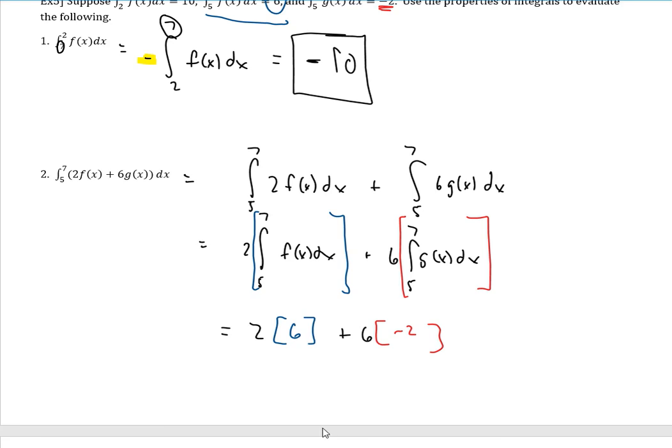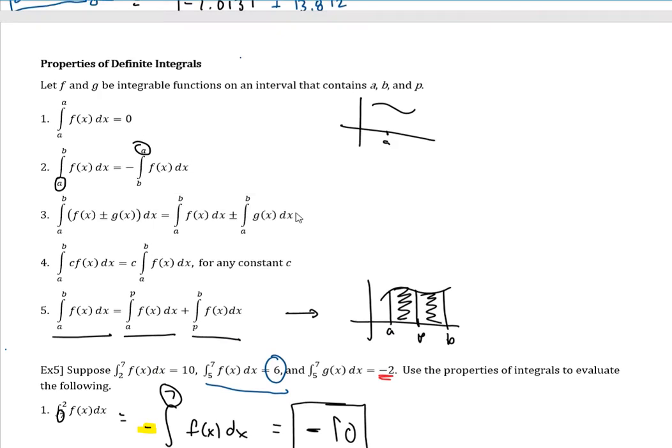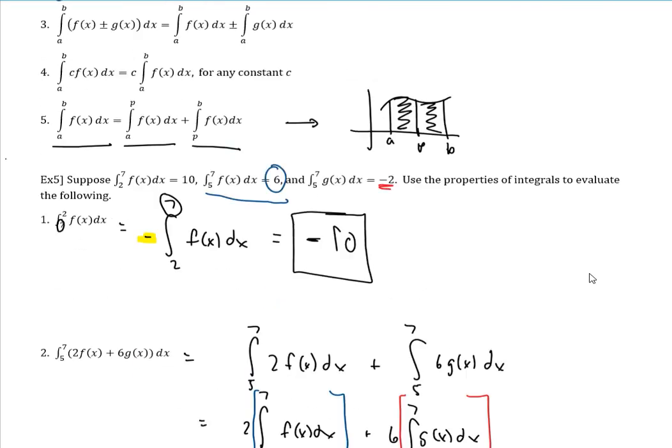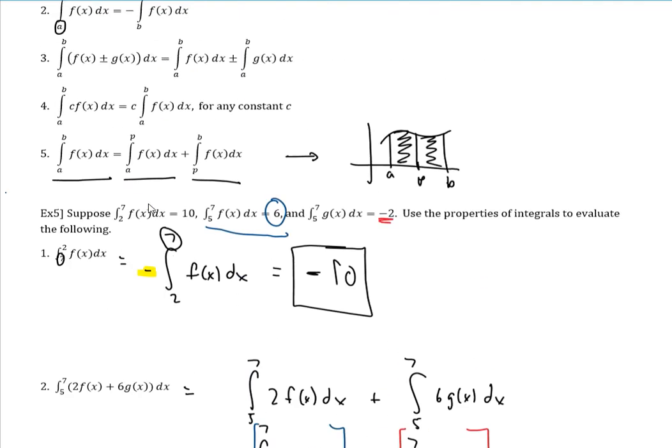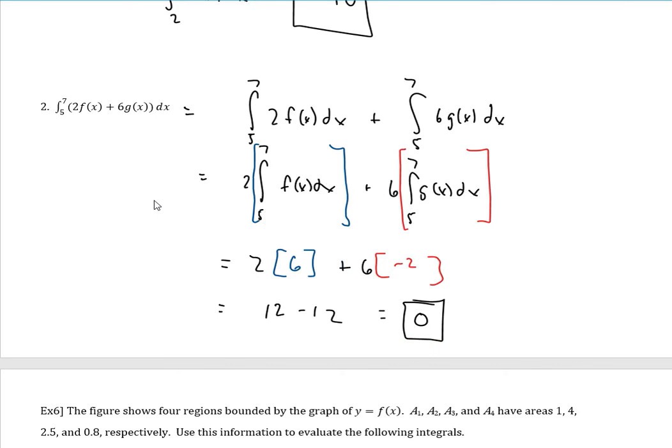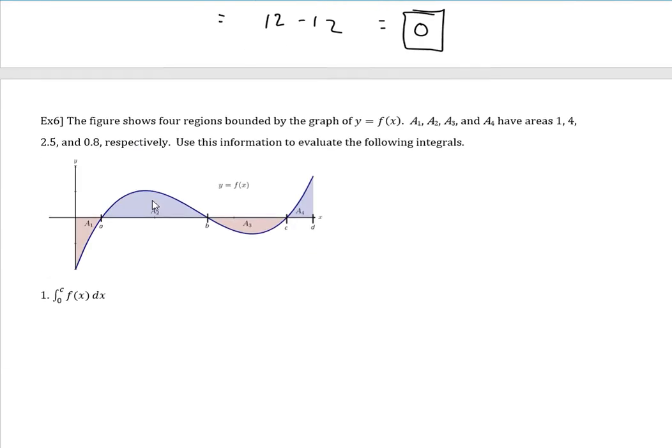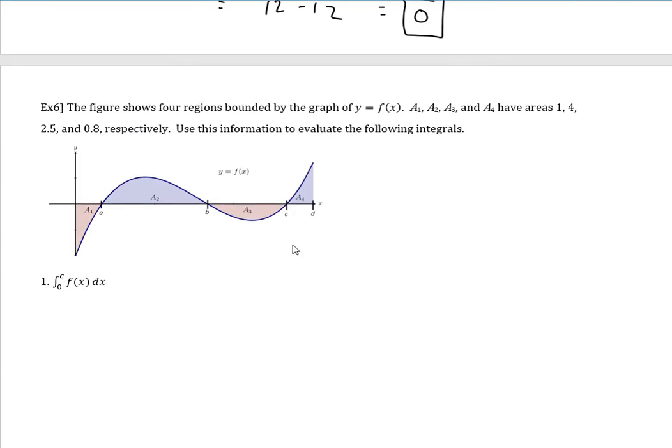Now it's just order of operations. 2 times 6 is 12. 6 times -2 is -12. This happens to equal out to 0. So that's how we can use these properties. These properties are really nice. We've been using some of them, and when they're abstract like this, I think they're the best types of problems we could have because they're usually faster. Okay, so let's do one other where they give us a picture.